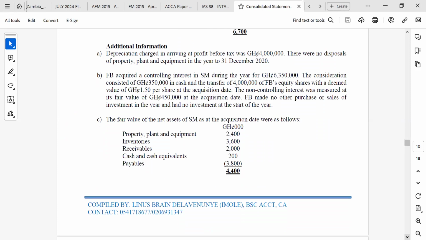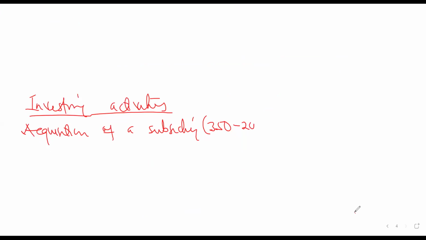C. The fair value of the net assets of SM as at the acquisition date were as follows: property, plant and equipment 2,400, inventories 3,600, receivables 2,000, cash and cash equivalents 200, payables 3,800. So it means that the cash that we are receiving from them is 200, isn't it? Yes. So the net amount that we are spending is 150. So you just bring the 150 over here as an outflow.